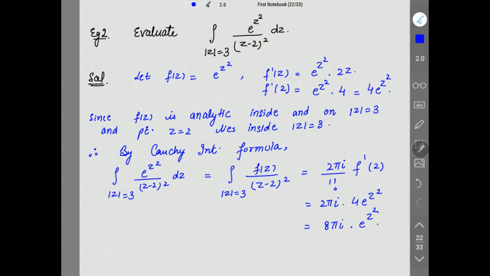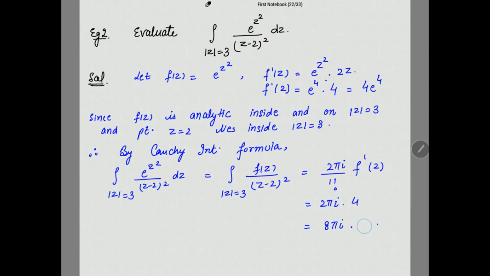Sorry, here it should be e the power 4. E the power, z is 2, so this should be 4. I'm very sorry for that. This is also 4. E the power 4. Okay, so next.